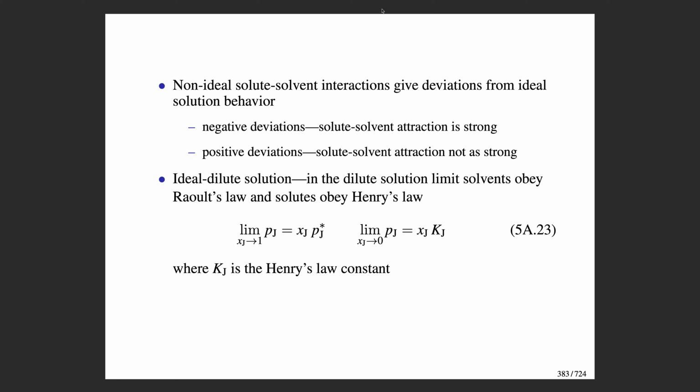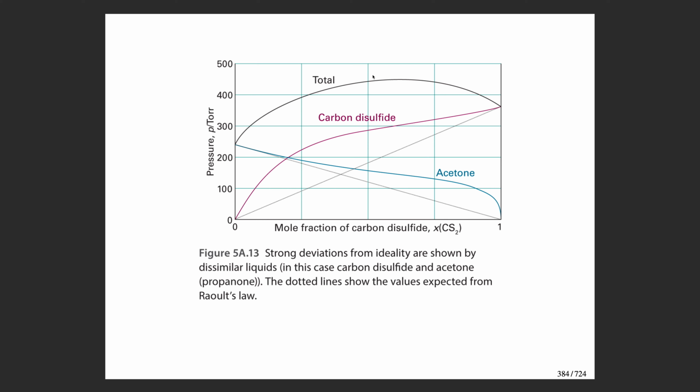This is the vapor pressure of carbon disulfide in solution, and this is the total vapor pressure that's measured. Well, Raoult's law, the ideal solution model, would predict straight lines, and then the total vapor pressure would be a straight line from this point down to that point. Because the measured vapor pressures are above what Raoult's law would predict, we call it a positive deviation.